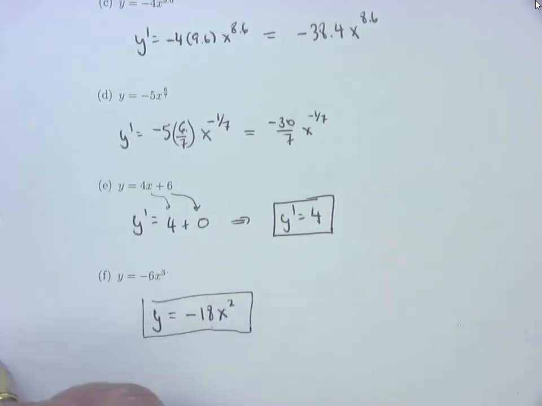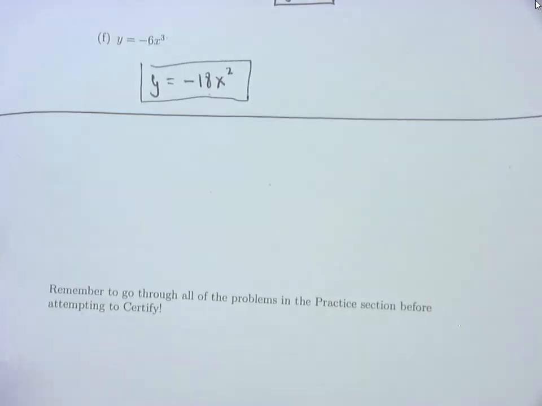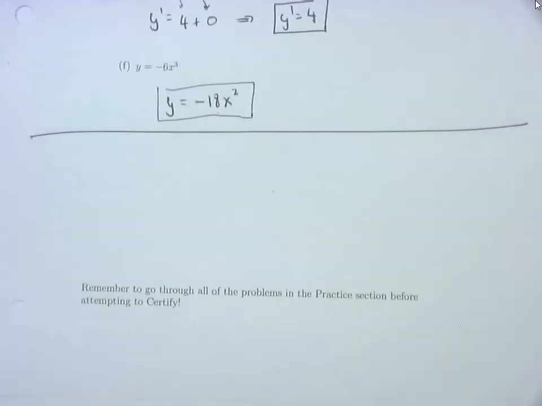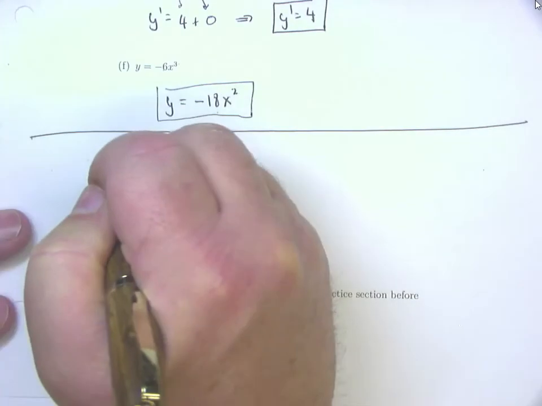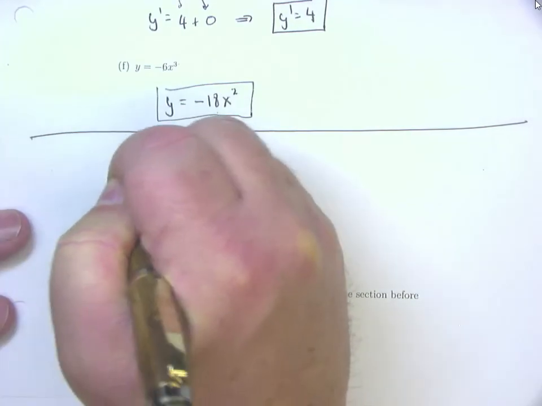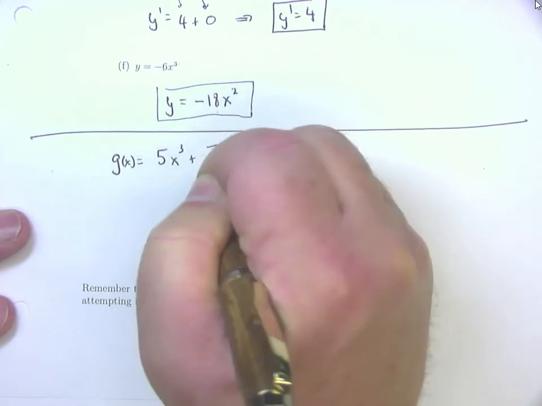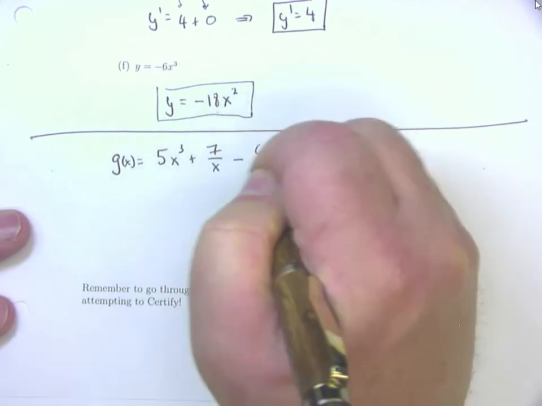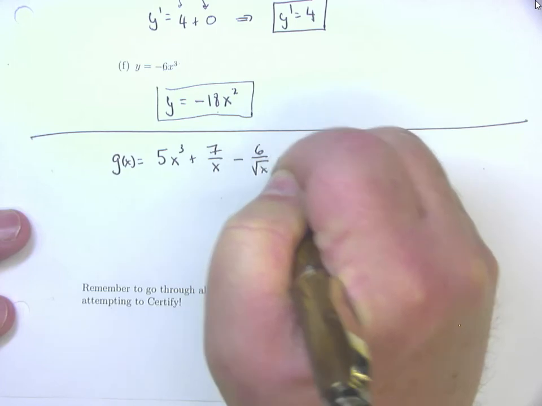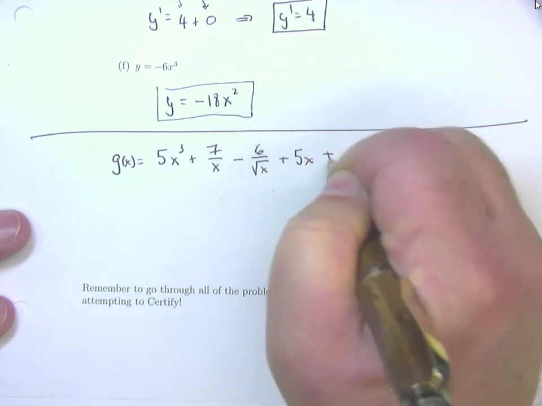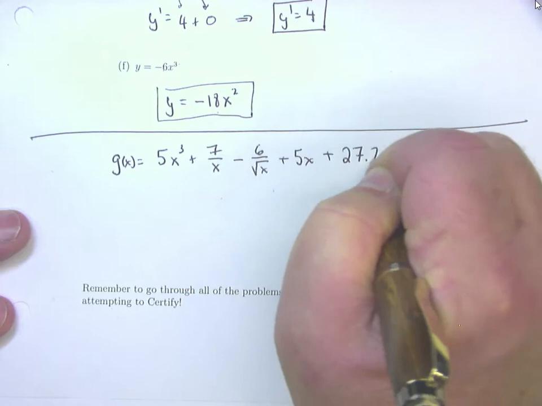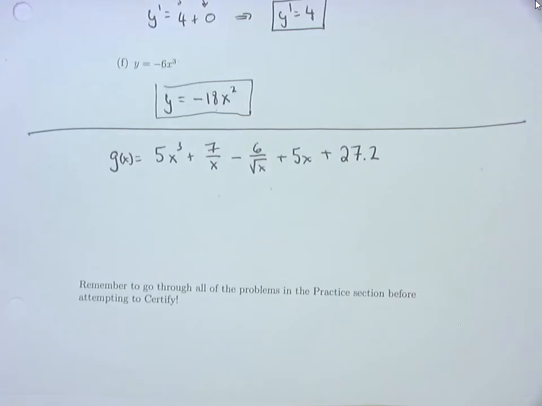And again, the purpose of this stuff is to take the derivative very quickly. So one more before I let you guys go. Then you can go. All right. Here we go. If g of x is equal to 5x cubed plus 7 over x minus 6 over the square root of x plus 5x plus 27.2. I want you to take the derivative of this.